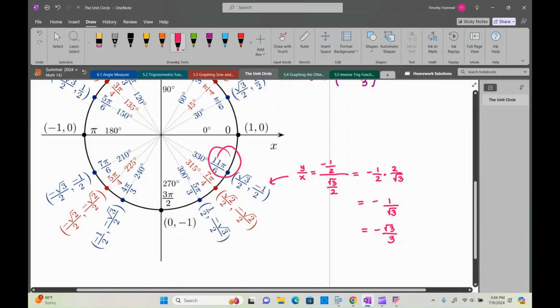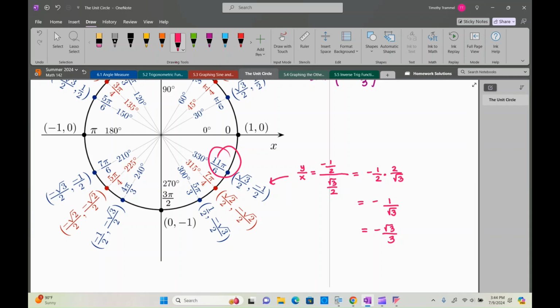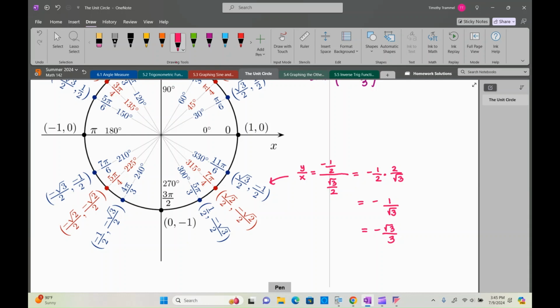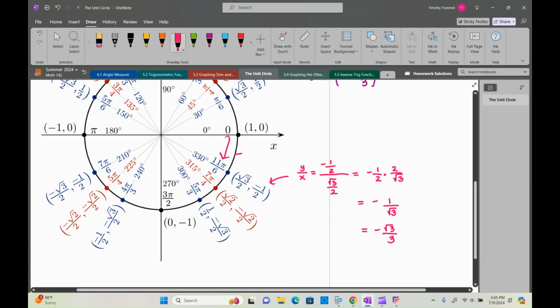But remember, again, between minus pi over 2 and pi over 2, 11 pi over 6 is bigger than pi over 2. We need to write down the negative version of this angle. Or in other words, subtract 2 pi from this. And so if we do that, that'll give us negative pi over 6.